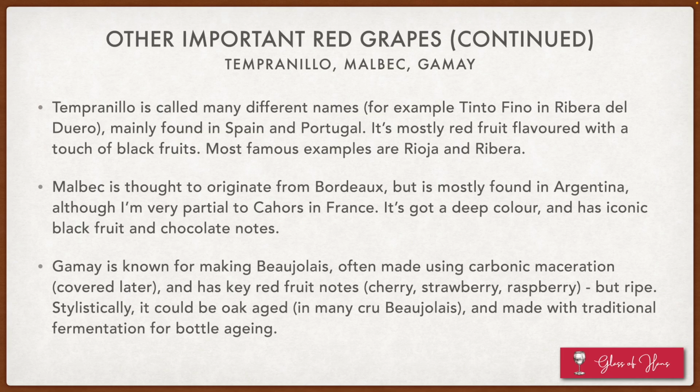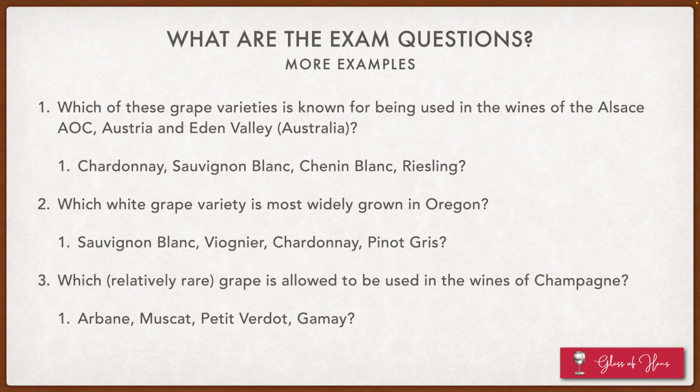Finally, Gamay, which is one of my favorites, known mainly for making Beaujolais, often made using carbonic maceration, which is covered later, and has key red fruit notes such as cherry, strawberry, raspberry, and it could be oak aged and made with traditional fermentation for bottle aging as well.